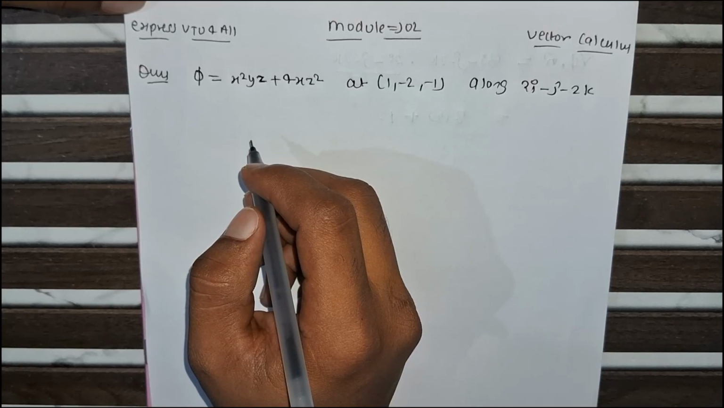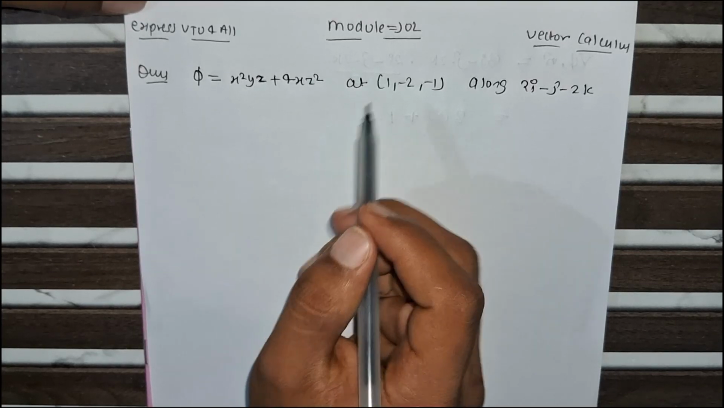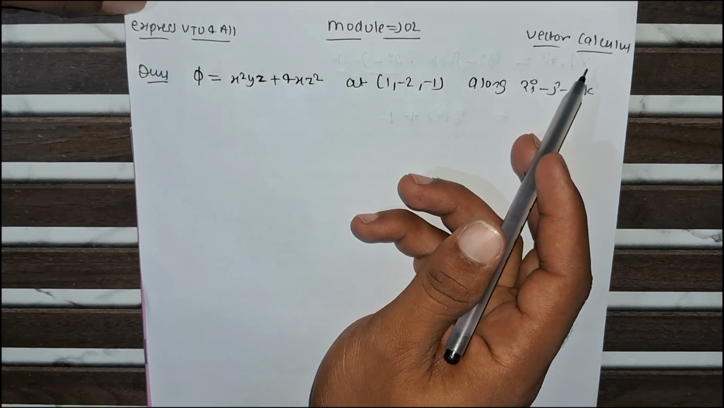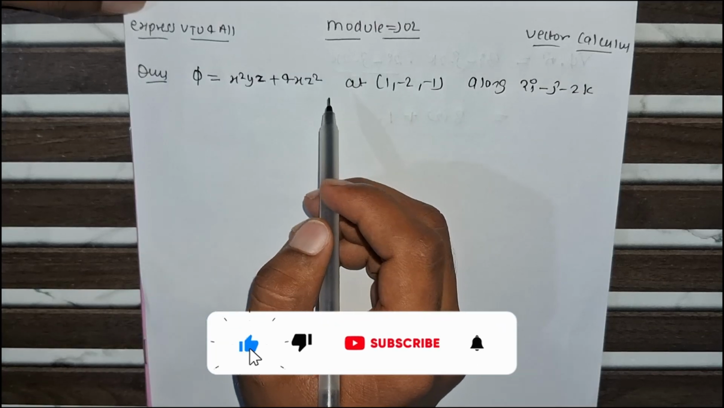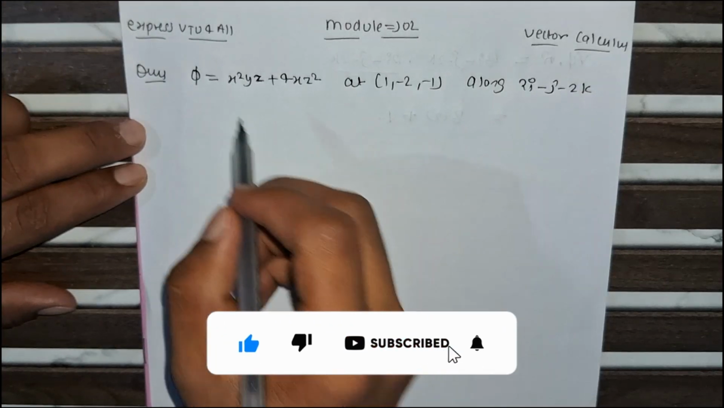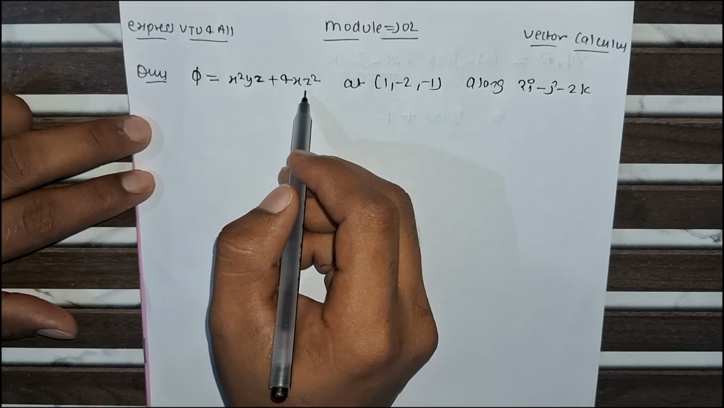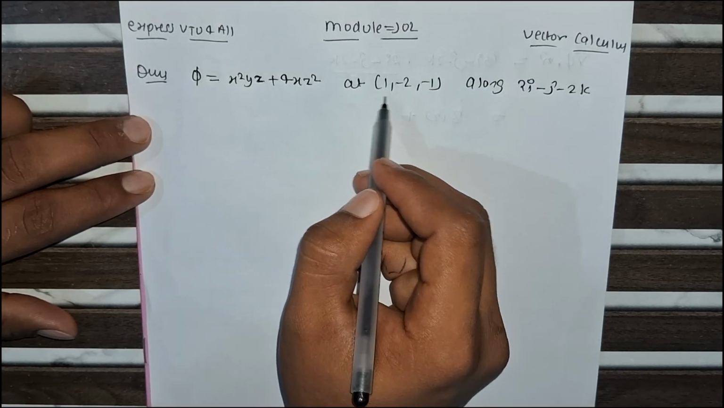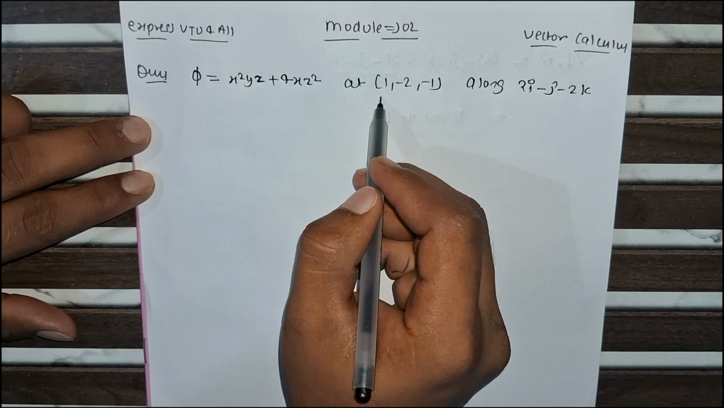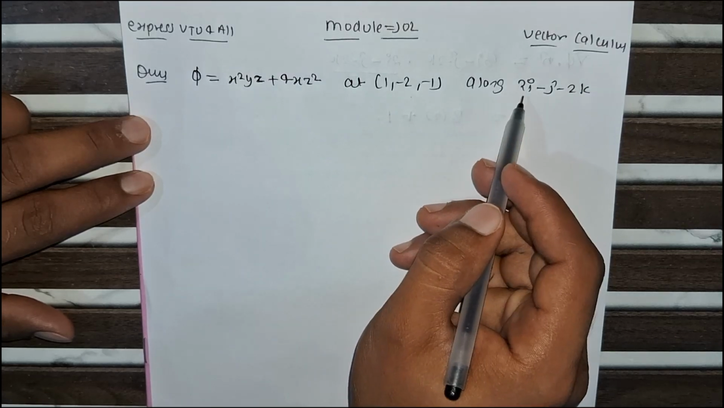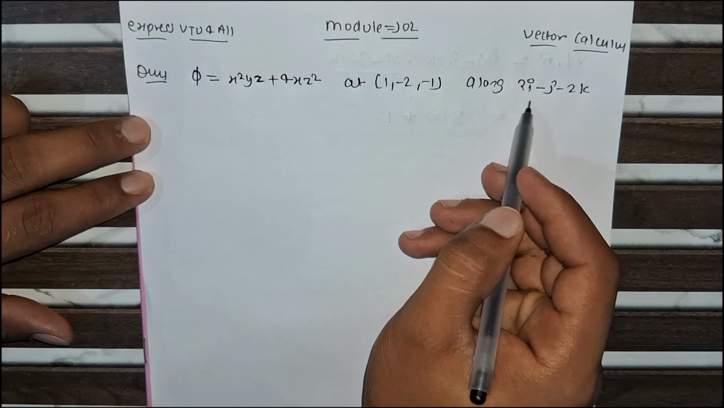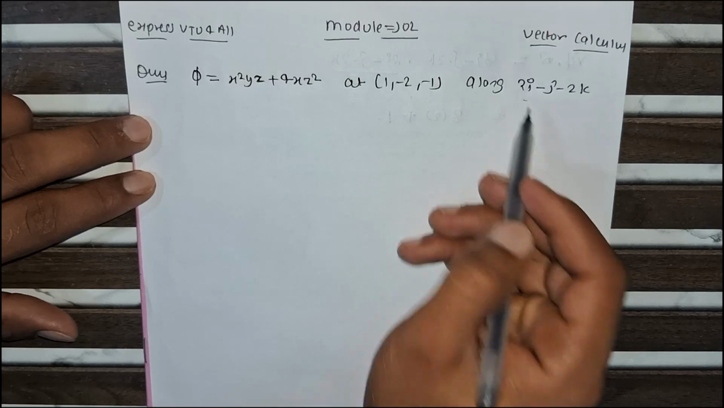Hello everyone, today we are going to solve a very important problem from module 2 of vector calculus on the topic of directional derivative. The function given is phi equals x squared yz plus 4xz squared at the point (1, -2, -1), along with the direction 2i minus j minus 2k, which is given here.